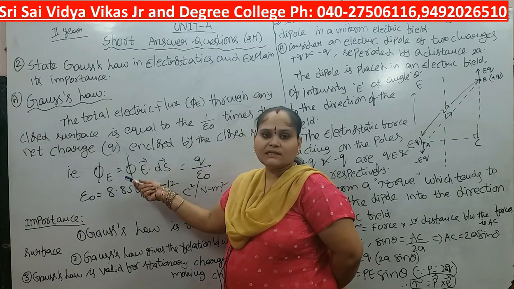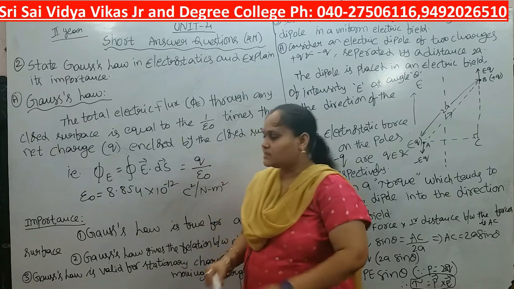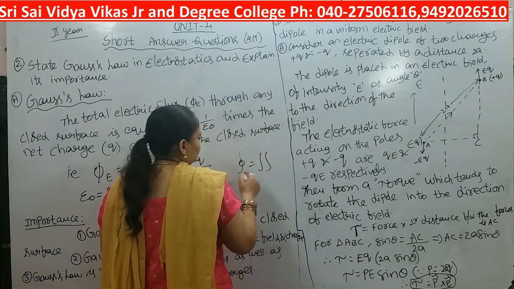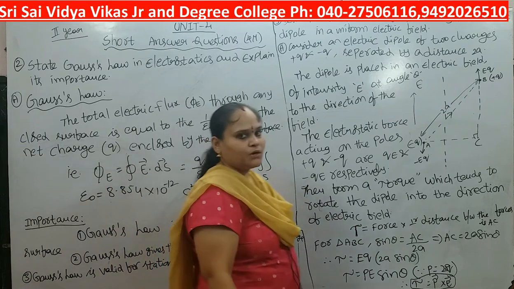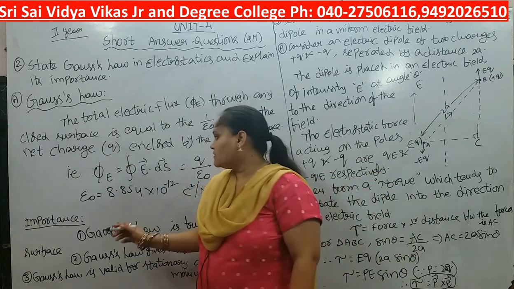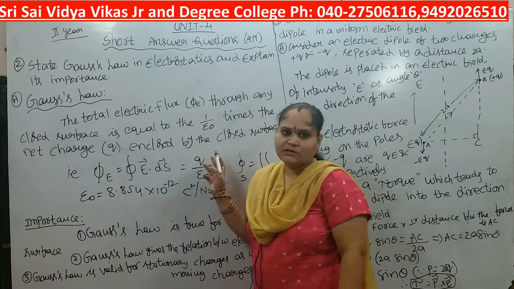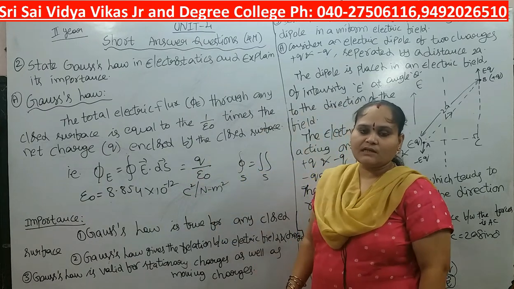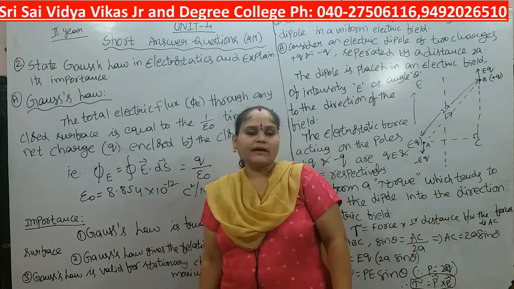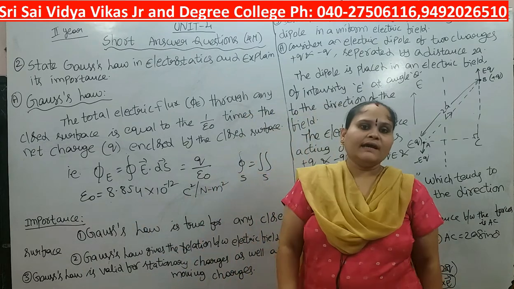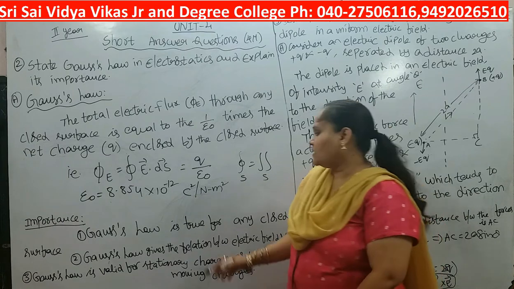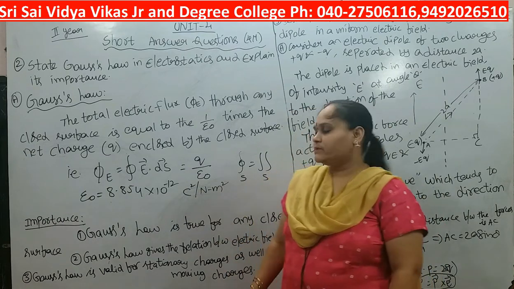This circle indicates that this is the surface integral we are considering. These two are the surface integrals. So phi E equals the surface integral of E dot ds, which equals 1 by epsilon naught times the charge. Here epsilon naught is the permittivity in free space, and its value is 8.854 into 10 to the power of minus 12 Coulomb square per Newton meter square.